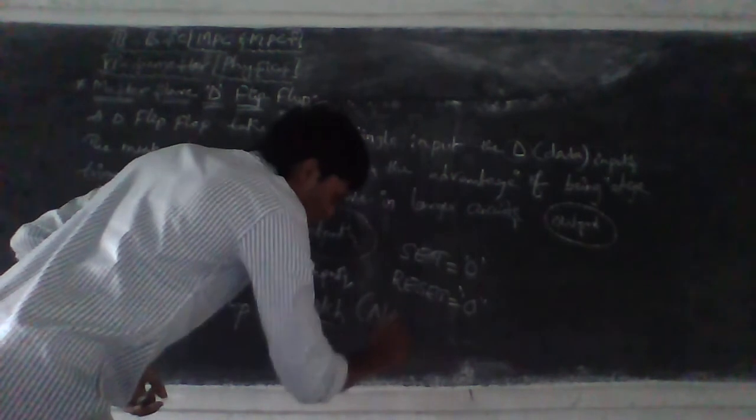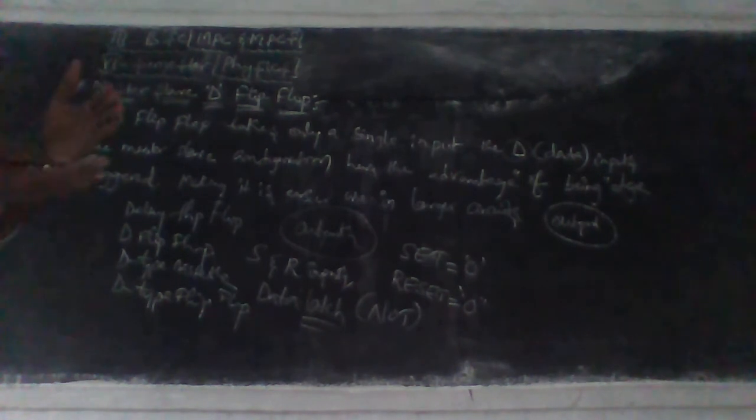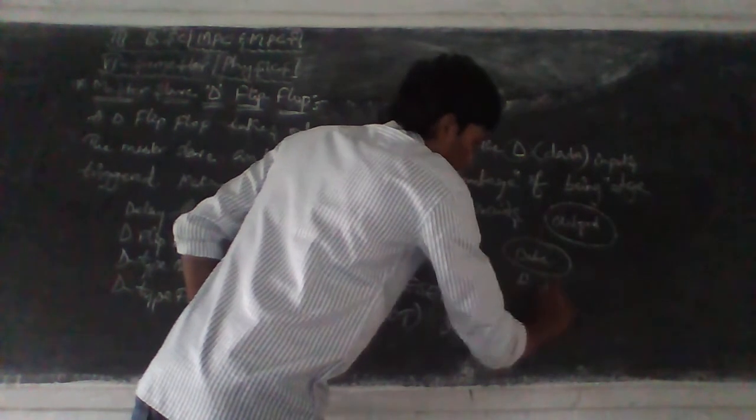By adding an inverter, meaning a NOT gate, between the set and reset inputs, the S and R inputs become complements of each other, ensuring that the two inputs S and R are never equal at the same time, allowing us to control the toggle action of the flip-flop using one single data input, the D input.